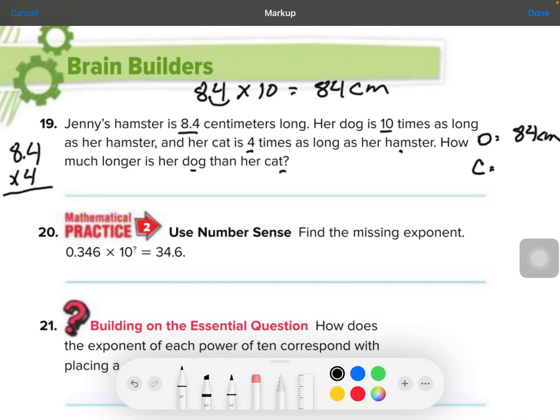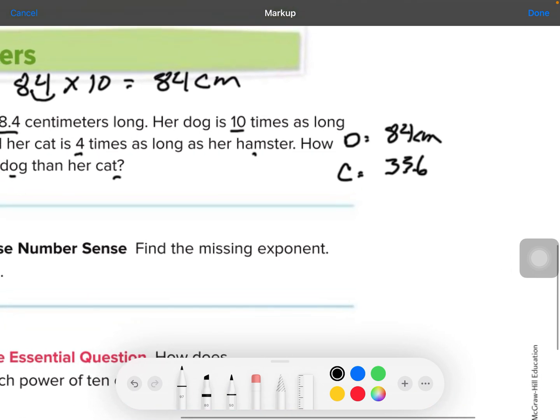So now we have to do this like we did the last chapter, just multiplication. 4 times 4 is 16. 4 times 8 is 32, plus 1 is 33. And there's only one place value that we're going over. One place value we're going to go over here. So the cat is 33.6. So we need to find out the difference.